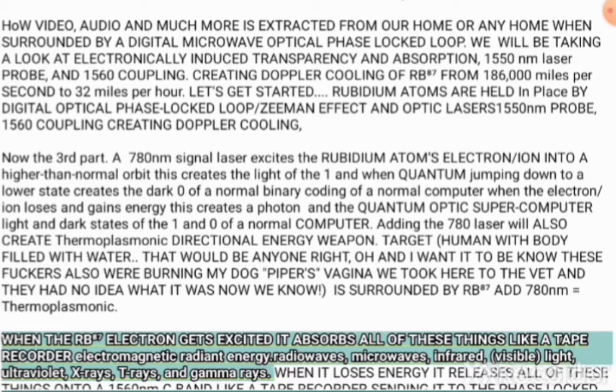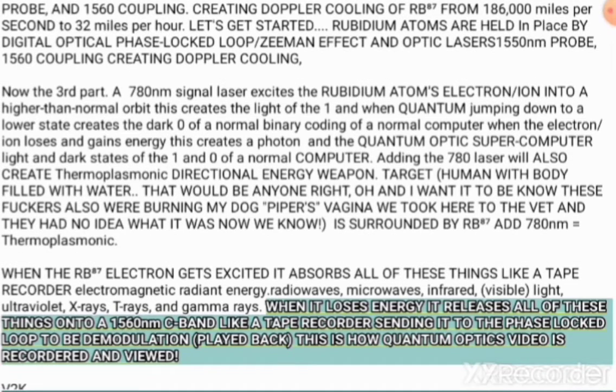When the Rb 87 electron gets excited, it absorbs all of these things like a tape recorder: electromagnetic radiant energy, radio waves, microwaves, infrared, visible light, ultraviolet, X-rays, T-rays, and gamma rays. When it loses energy, it releases all of these things onto a 1560 nm C-band like a tape recorder, sending it to the phase locked loop to be demodulated and played back. This is how quantum optics video is recorded and viewed.